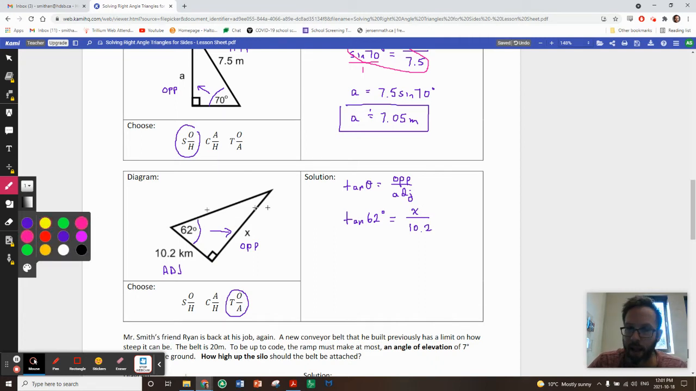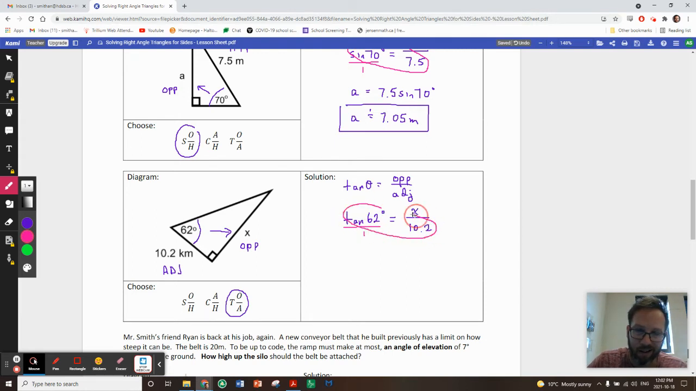And what you may have noticed in your grade 10 course is that when what you're solving for is at the top in the numerator, you wind up using multiplication. So here we're doing 10.2 times the tangent of 62 degrees, and this will give us that unknown side X. 10.2 times tan 62. I got approximately 19.2 kilometers. Okay.